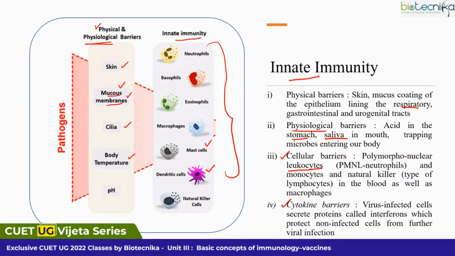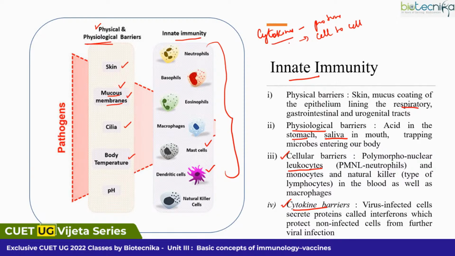Right? Now next is the cytokine barriers. What is the cytokine barrier? Cytokines, what are cytokines? Cytokines are very small molecular weight proteins. They are basically involved in cell to cell communication.